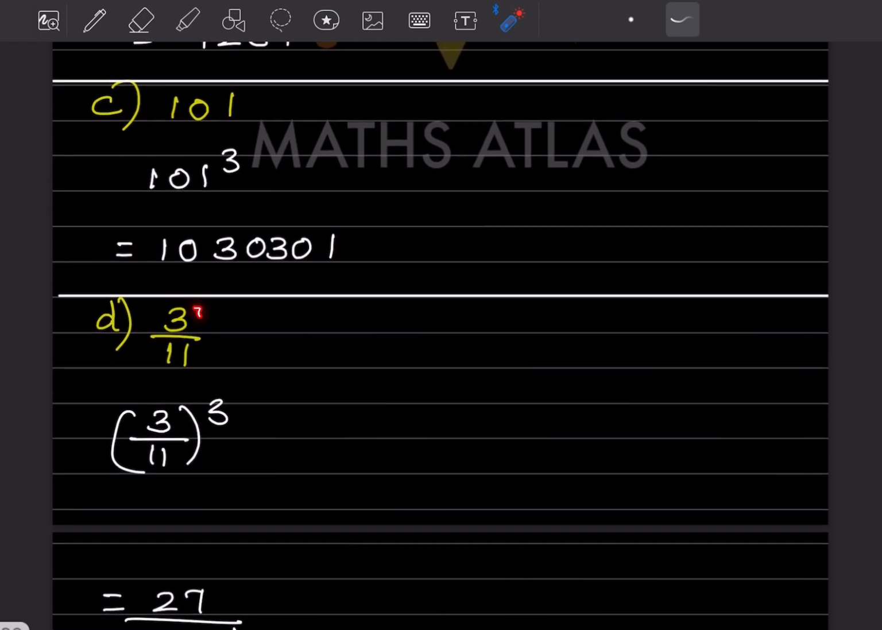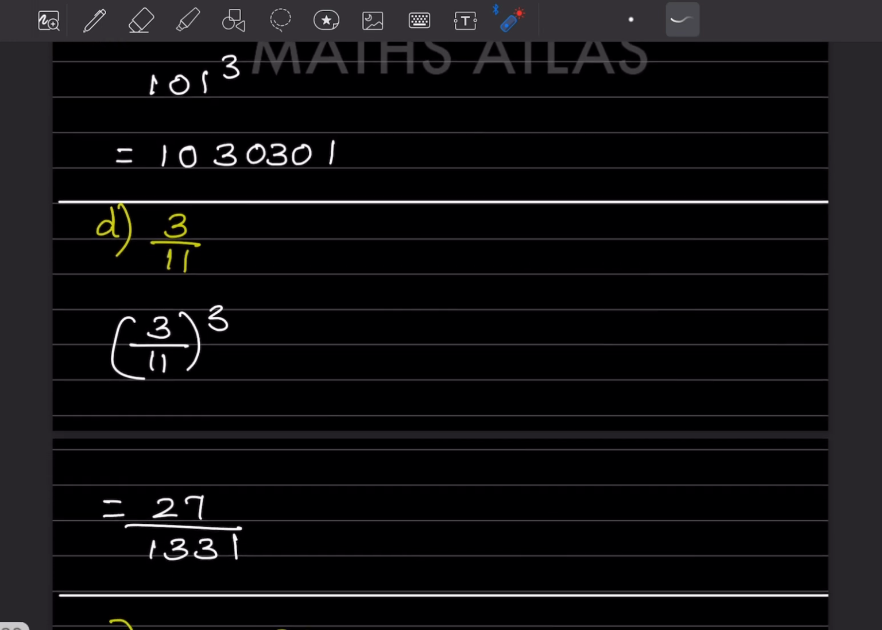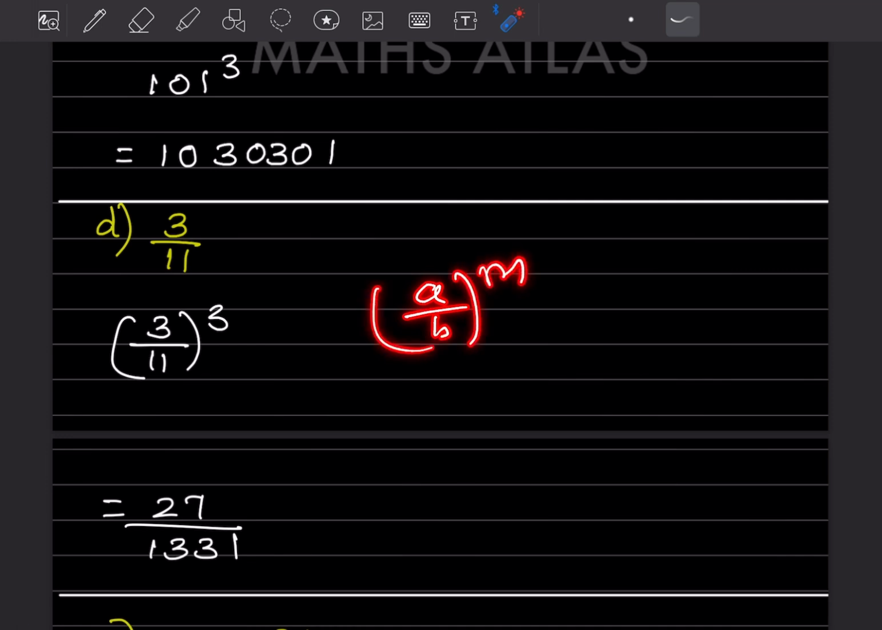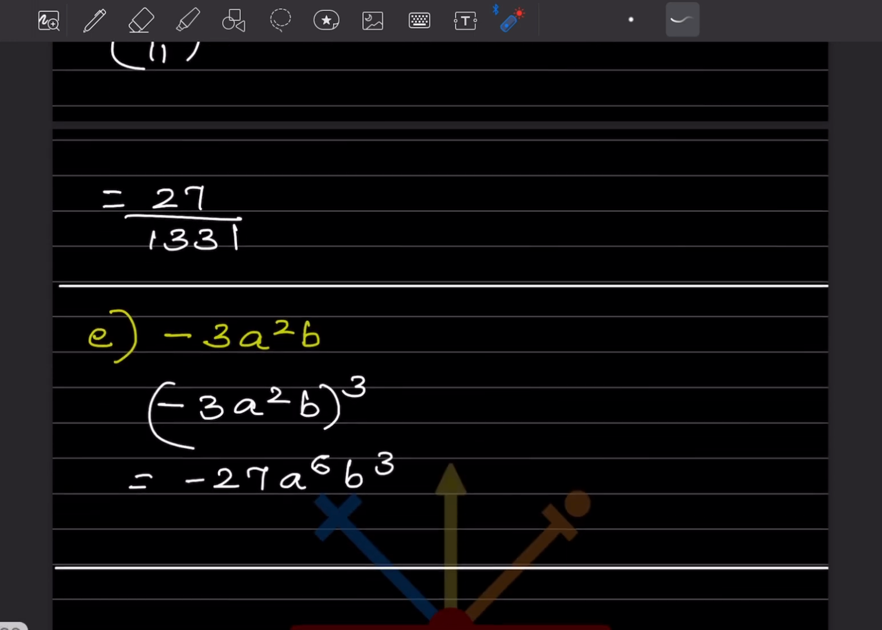Now here, this is in a fraction, 3 by 11, and this is the cube of it. You must have seen in exponents, suppose it is a by b raised to m, it will be a raised to m, b raised to m. Many of them make a mistake over here. So this will be 3 raised to 3 and 11 raised to 3. 3 raised to 3 means 3 into 3 into 3, that is going to be 27. And 11, if you multiply 3 times, it is going to be 1331.